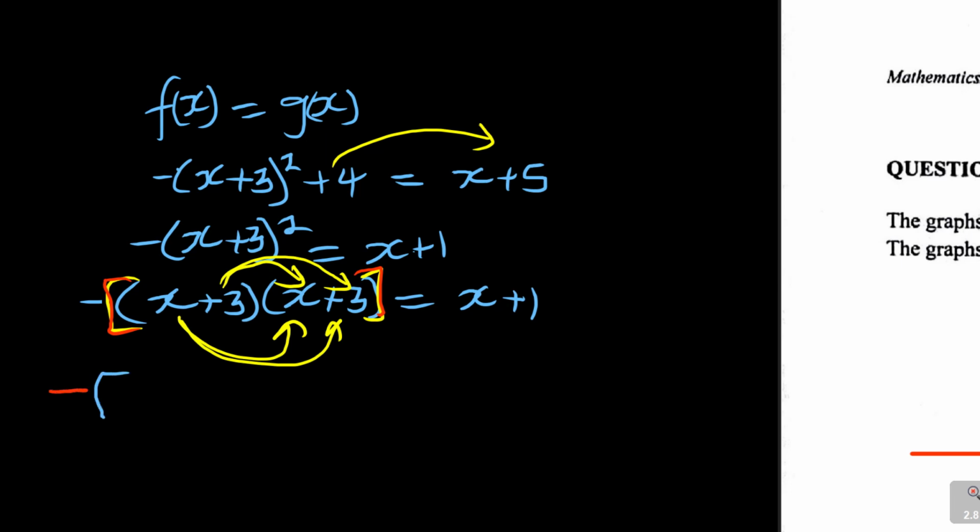So let's open the inside. X times x is x squared. X times 3 is 3x. X times 3 is 3x, plus, if you add that, you'll get 6x. 3 times 3 is 9.